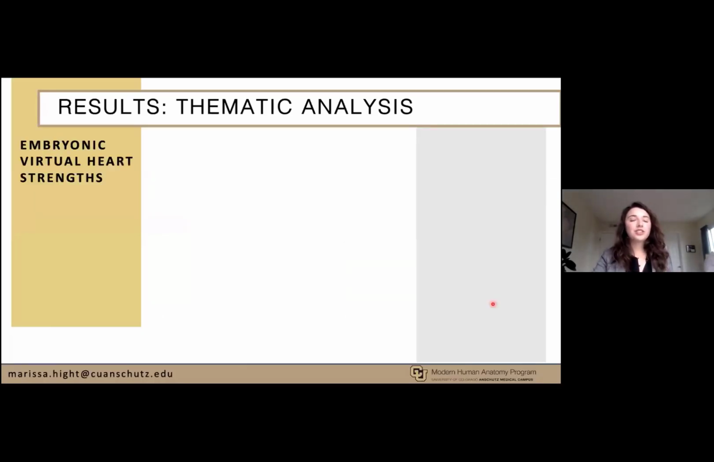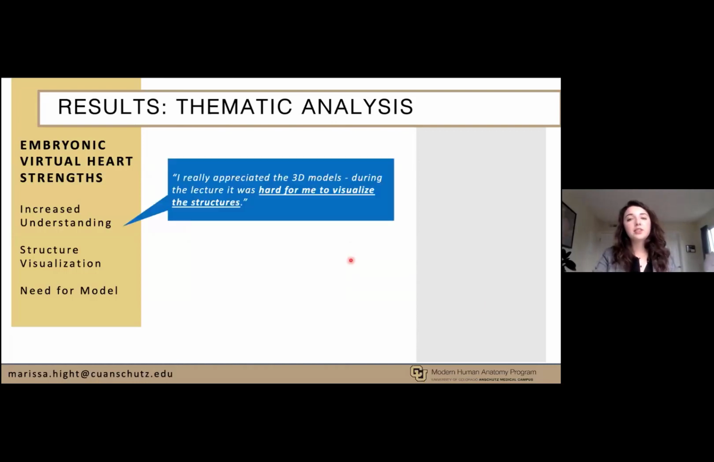These are open-ended questions students are able to leave comments on, and some strengths they pinpointed were that they felt it increased their understanding of embryonic heart development, they loved being able to see the structures, especially at that stage, and they felt there was a need for a model in this form because it was so difficult. This can be seen in a student specifically quoting that they appreciated the 3D model because it was hard for them to visualize those structures initially.